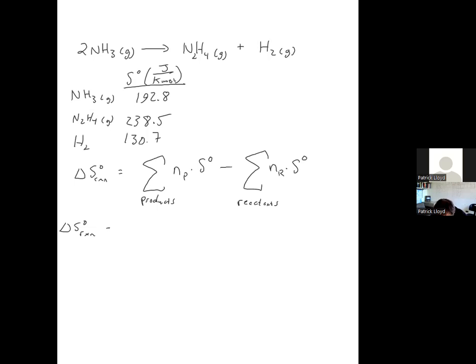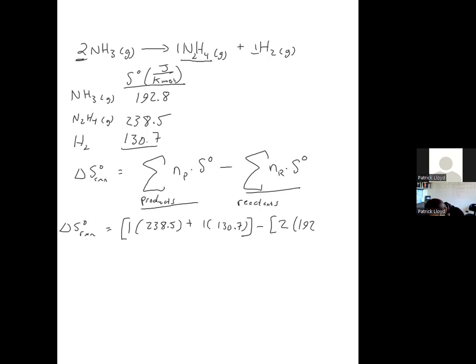Let's do products. So the products are N2H4, it's a 1 and that's a 1, right? So 1 times N2H4 is 238.5. 1 times 130.7. So there's your products. Minus your reactants, right? So I did products, and I'm doing reactants. So the reactant is 2 moles of ammonia, which is 192.8.